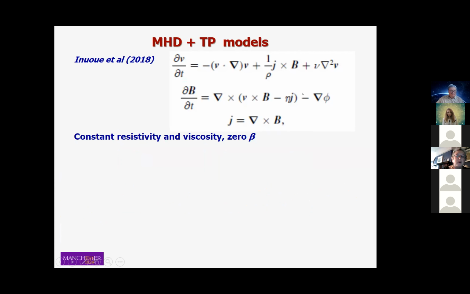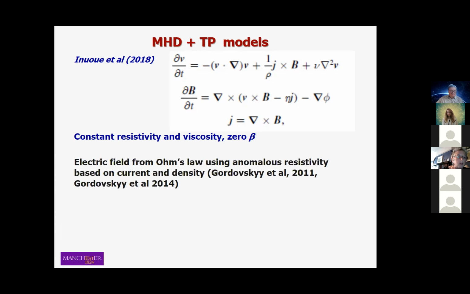So here are the MHD equations as they were solved in the Inoue paper. This model assumes constant resistivity and viscosity and zero beta, which is quite a good approximation. We then use the current from this code to calculate the electric field from Ohm's law. But in order to realistically look at particle acceleration, we use an anomalous resistivity based on the local current and the density, as we described in earlier work. So here's our anomalous resistivity model.